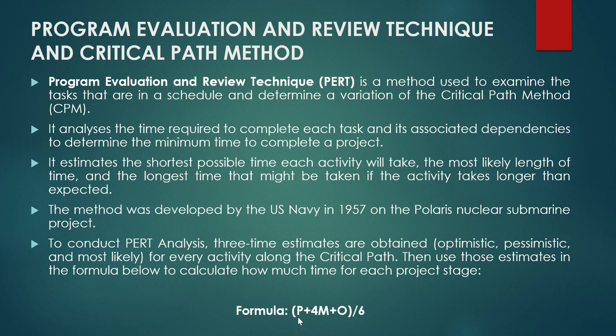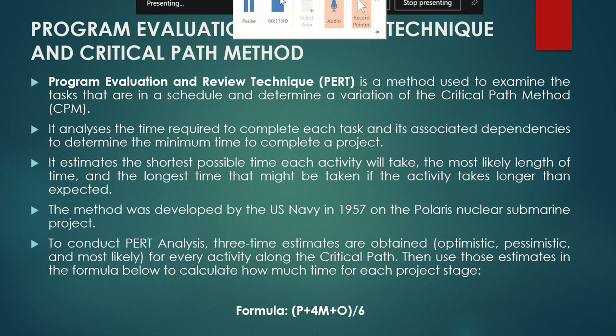If you can see in the formula, pessimistic time's weightage is 1, optimistic time's weightage is 1, 1 plus 1, 2, and the most likely time's weightage is double of these two, that is 4. So 1 plus 4, 5, plus 1, 6. So divided by 6. The formula to calculate average time is 1 pessimistic time plus 4 most likely time plus 1 optimistic time, divided by 6. So this is called average time, right?